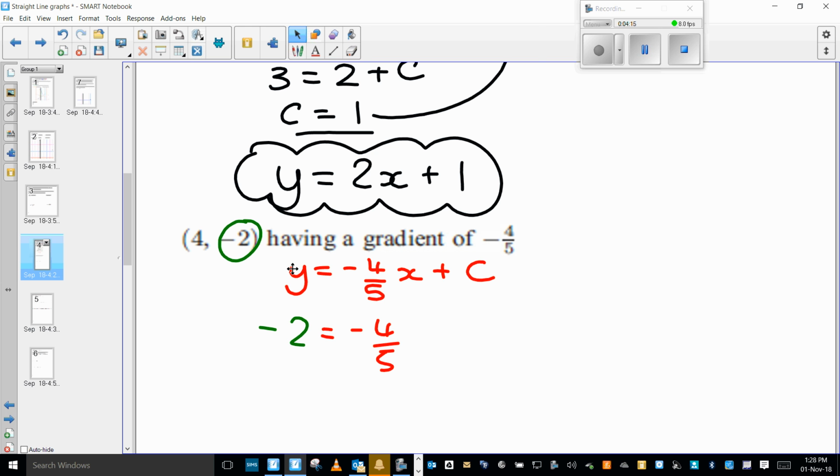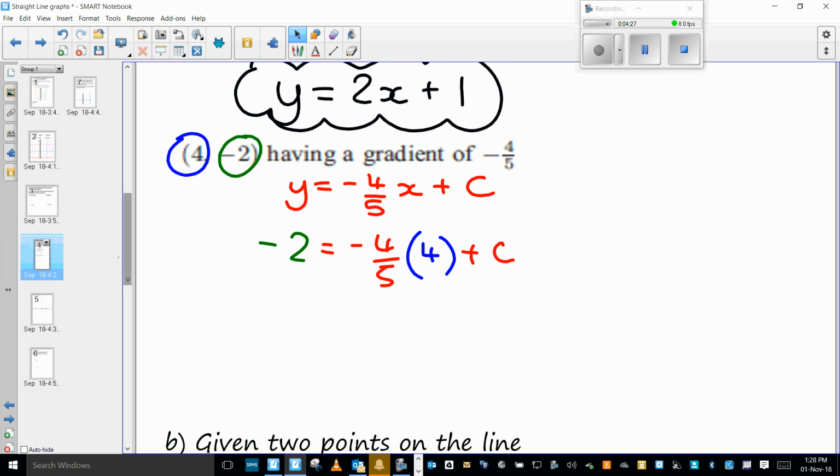Nice. Times 4, plus c. Okay, we're happy with that? Beautiful work. Now this isn't as nice because we've got fractions involved. You will have your calculators available to you, but let's pretend that we haven't.